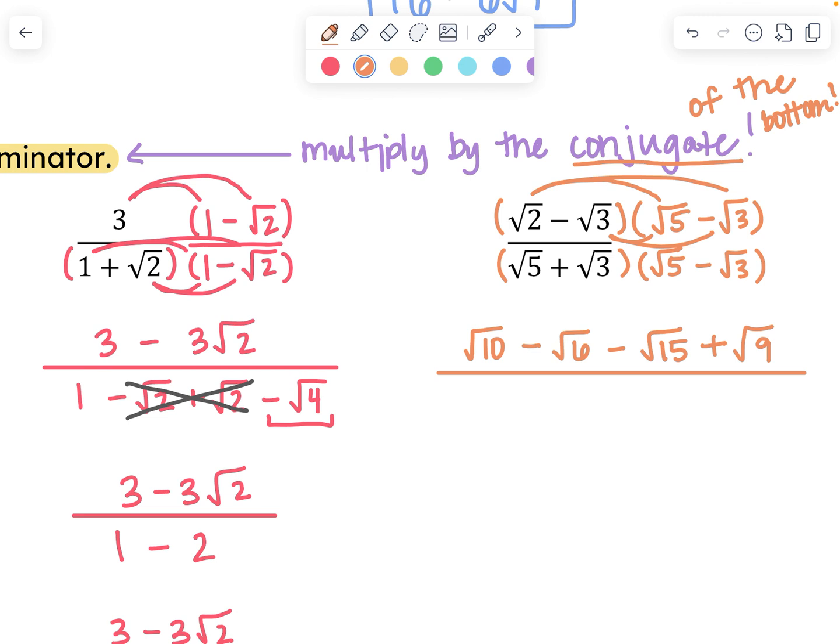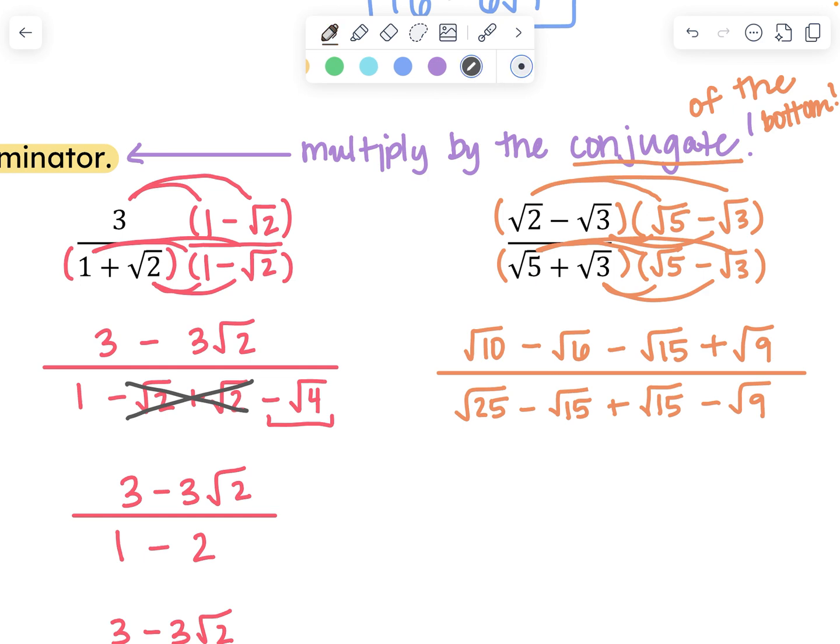On the bottom, first times first, square root of 25. Outside times outside, minus the square root of 15. Inside times inside, plus the square root of 15. And last times last, minus the square root of 9. So on the bottom, that minus square root of 15 and plus square root of 15 are going to cancel out.